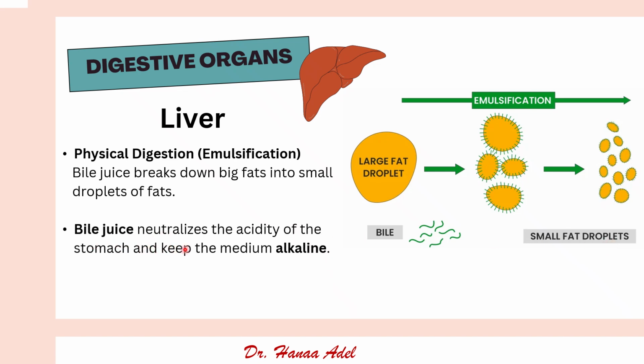And also bile juice neutralizes the acidity of the stomach. We know that the stomach secretes hydrochloric acid to keep the medium acidic for the enzyme to work best. But now all the next enzymes need the acidic medium to be changed to alkaline. So we need something that neutralizes the acidity of the stomach, which is bile juice. So bile juice neutralizes the acidity of the stomach and keeps the medium alkaline for the enzyme to work best.